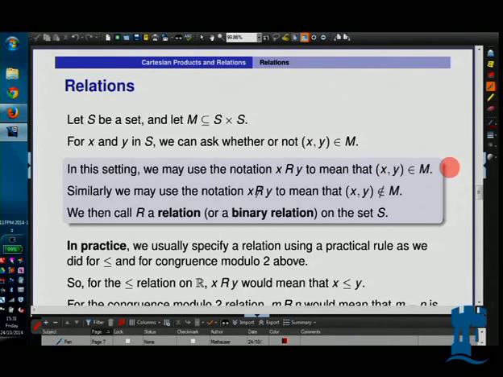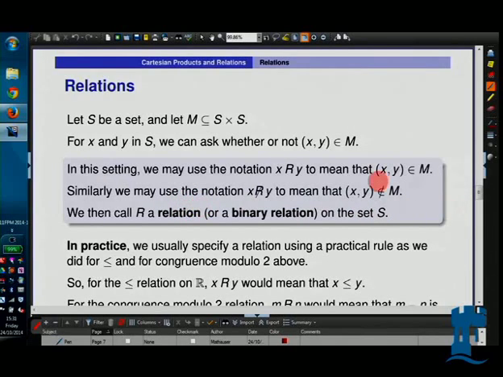So earlier, what that means is, xy was in that shaded region, that meant x is less than or equal to y, which means R was just less than or equal. So that's what the earlier relation we had was. And then you can put a line through the R to mean that it's not in that set. Now, in the earlier setting, that would be x not less than or equal to y, which would mean x is greater than y. Or, in other words, xy was in the unshaded region. R is then called a relation, sometimes called a binary relation on the set S. We'll just call it a relation.